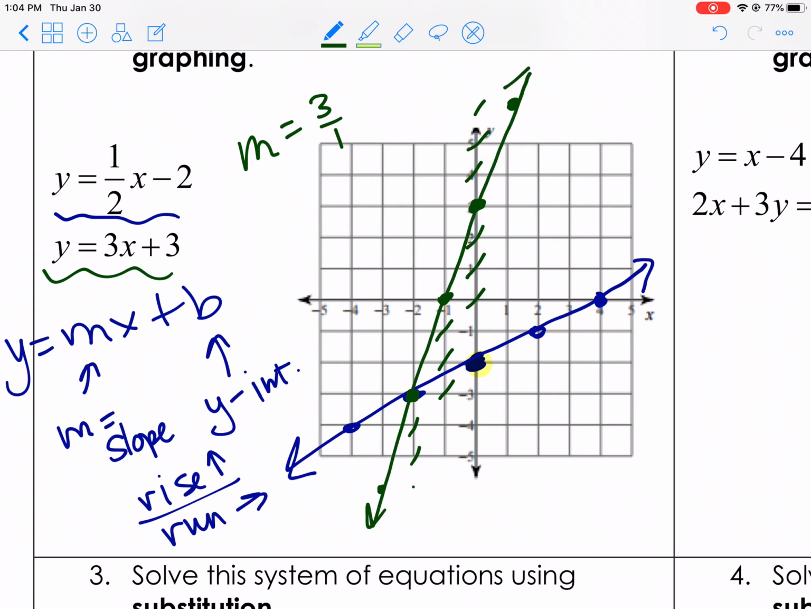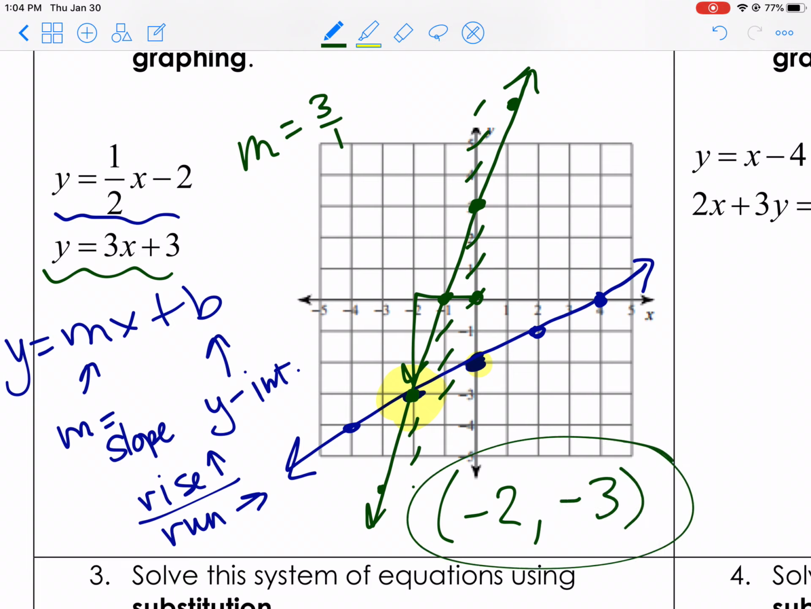When we're solving these equations, that's the thing we're looking for, the place where they cross. So right there is the point. I just have to name that point. From the origin, I go left 2 and down 3, so that's how I call it: -2, -3. Left 2, down 3.